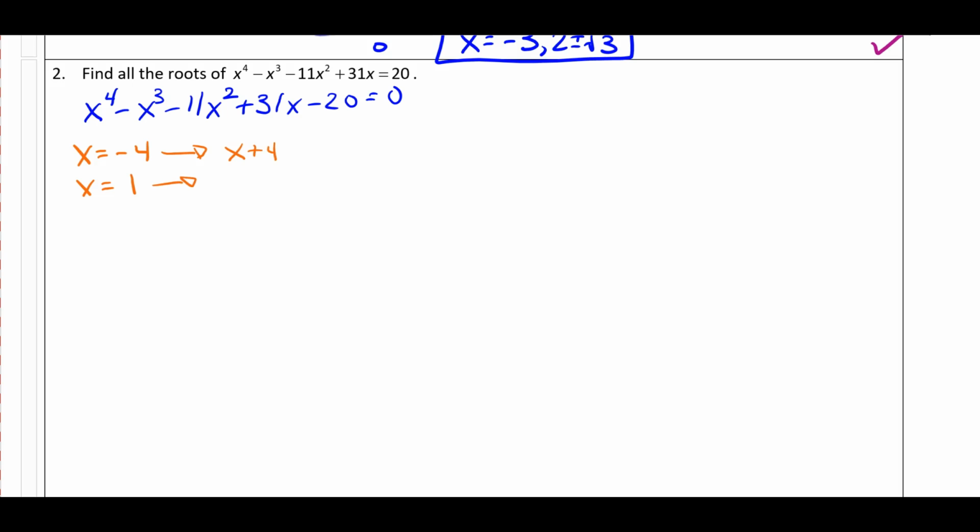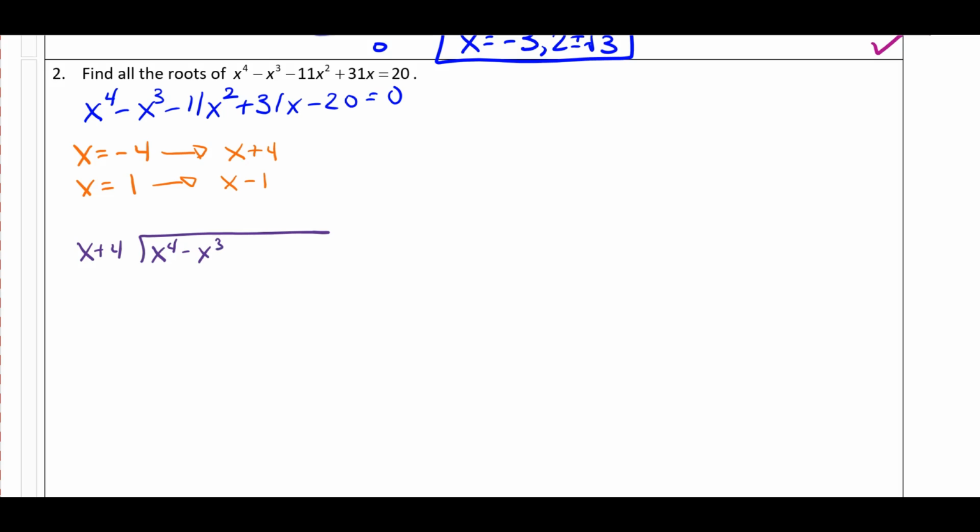And x equals 1 was the factor x minus 1. So by knowing these factors, we're going to be able to get some information. I'm going to start with x plus 4. It really shouldn't matter which one you start with, so if one's giving you some trouble, try using the other one. But since I looked at x plus 4 first, that's the one I'm going to use.